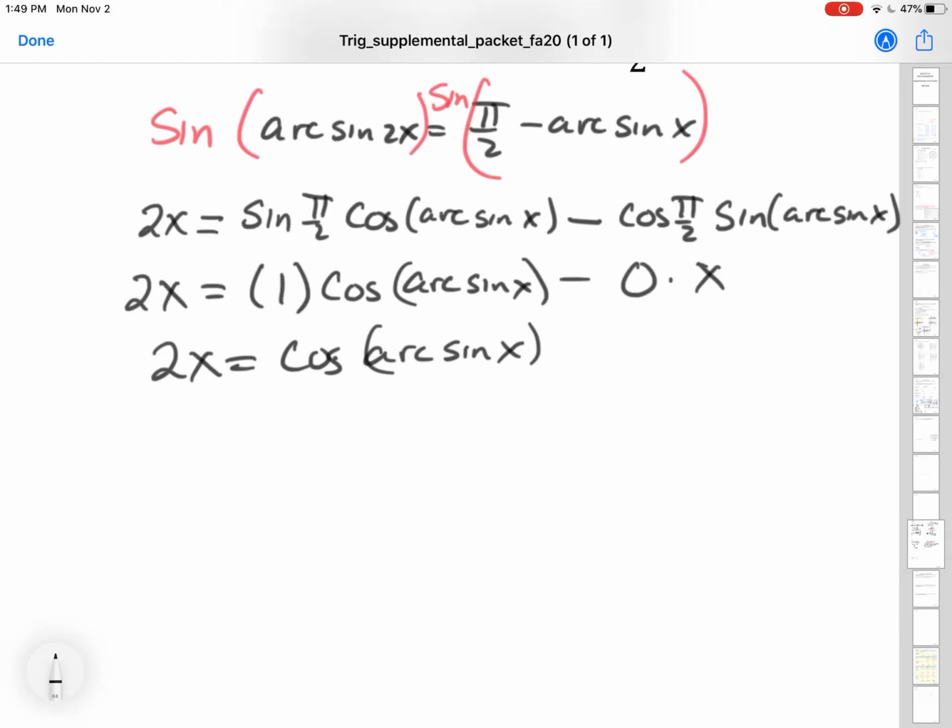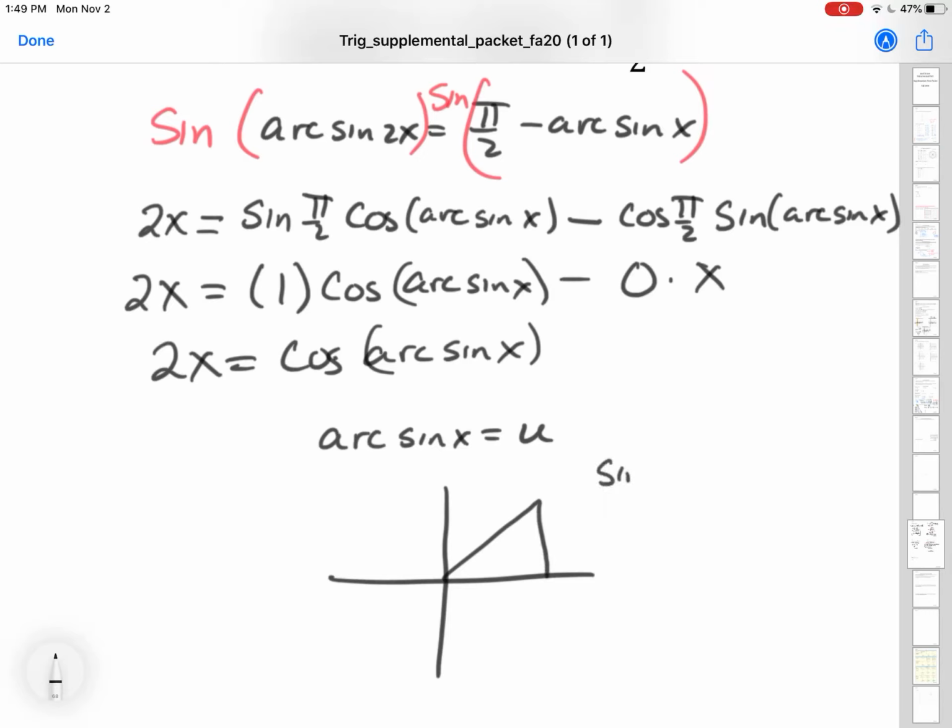So let's do our trick. Let's let arc sine of x be equal to u. And here we have to do it in general. So we know that the sine of u is equal to x over 1. So that would be an x here and a 1 here. Solving for the bottom using the Pythagorean theorem, we're going to get the square root of the hypotenuse squared minus the x squared.